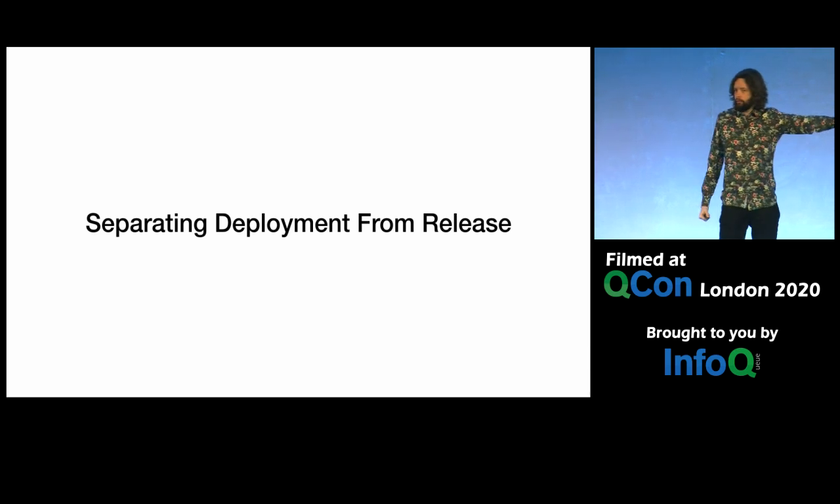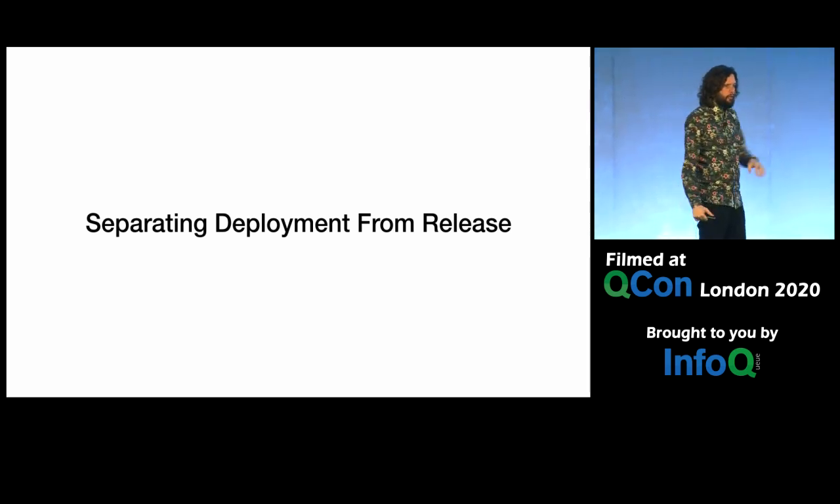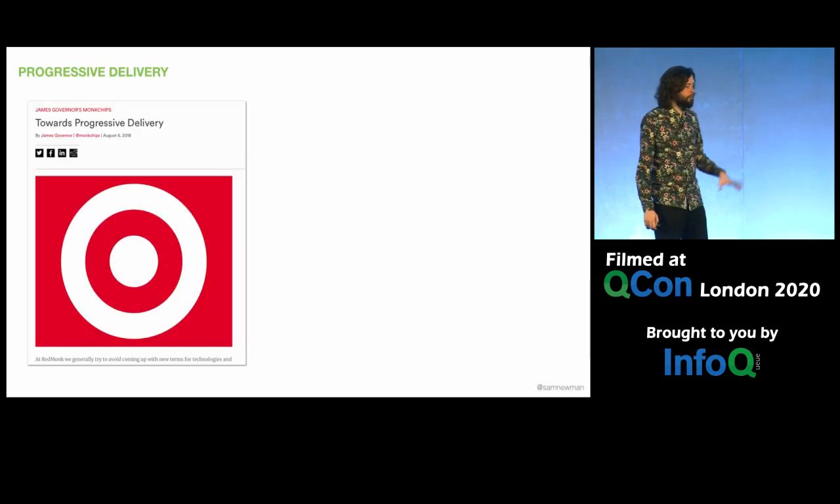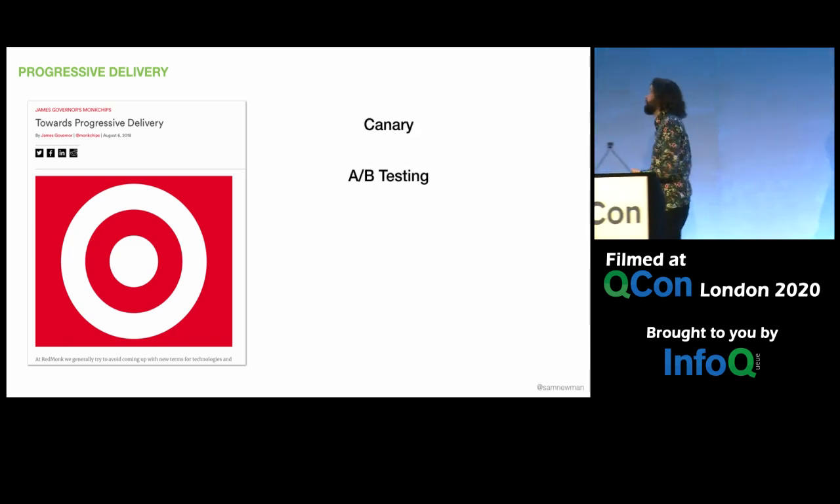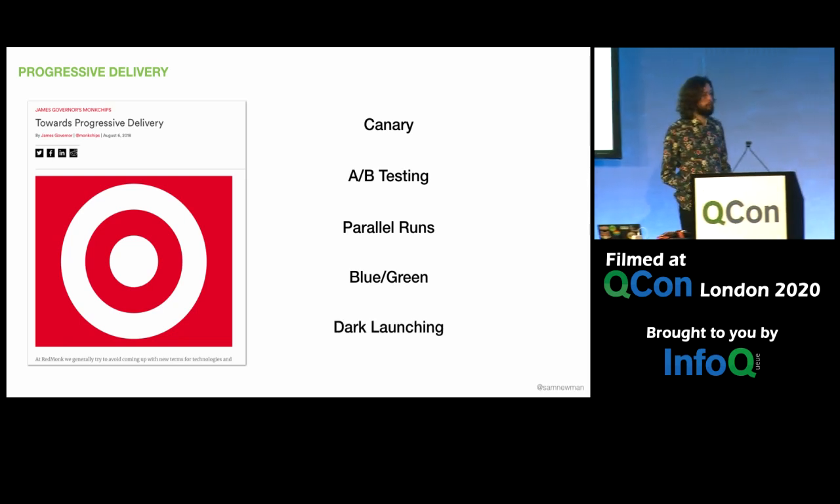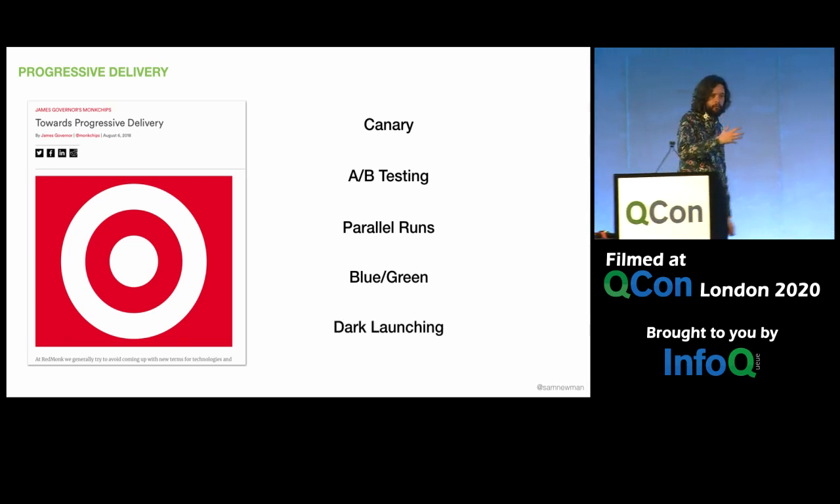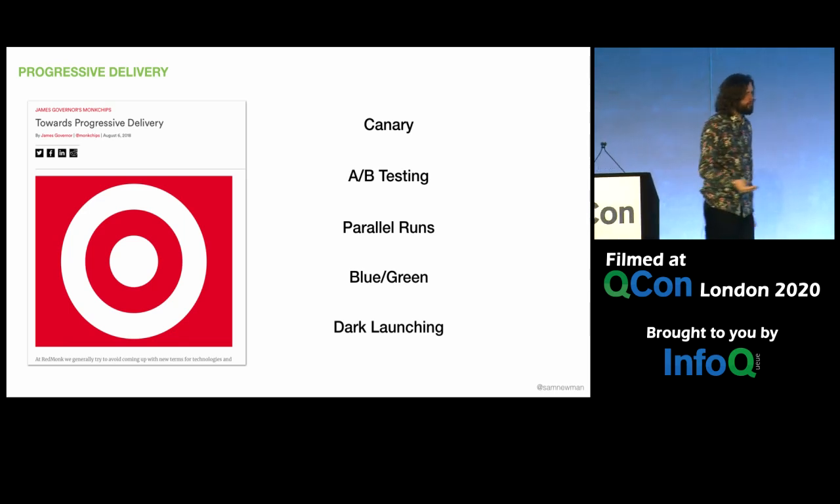The act of deploying something into production is not the same as releasing something to our customers. This is really the underpinning idea behind something that people are now calling progressive delivery, which is sort of an umbrella term for a bunch of different techniques. Think about canary releasing, A/B testing, parallel runs, blue-green deployments, and dark launching. This idea that we can be smarter about getting our software out quickly, but we don't have to get it to all customers or any customers.